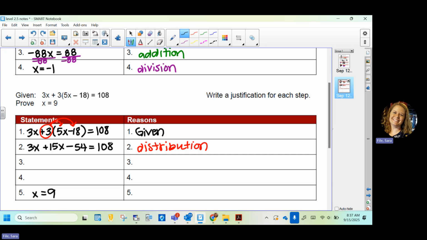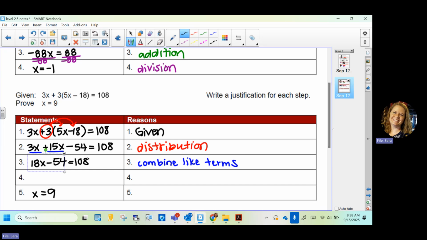Now in the last one, once I distributed, I started moving terms across the equation. Here, I'm not ready to move terms yet, because what do you notice on the left side? Yeah, we've got some like terms. There's two x terms. So what am I going to do? Combine like terms. So what does that become? That becomes 18x minus 54 equals 108. Now everything is simplified on both sides.